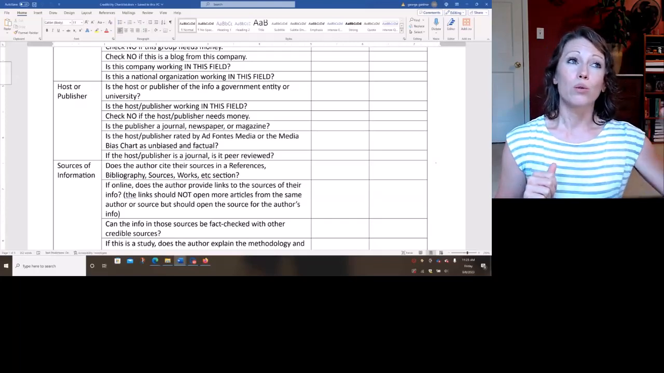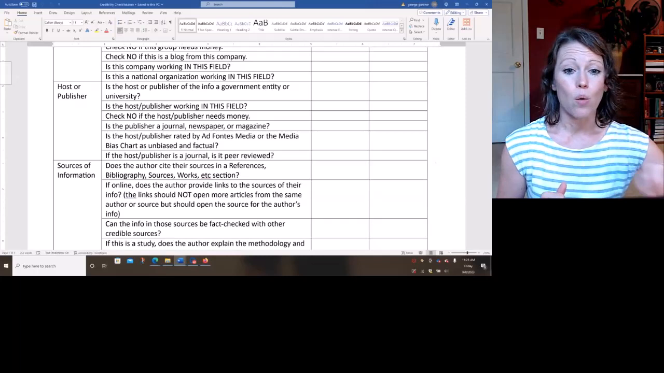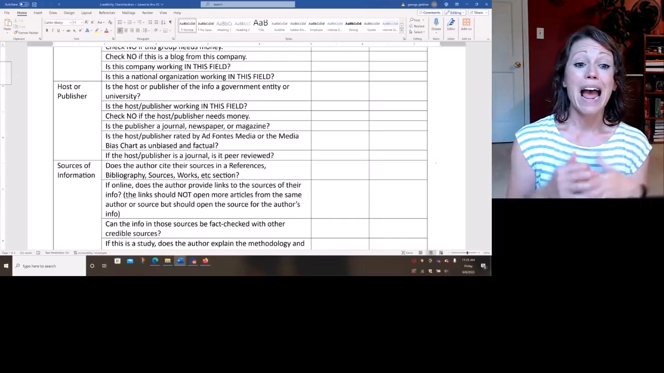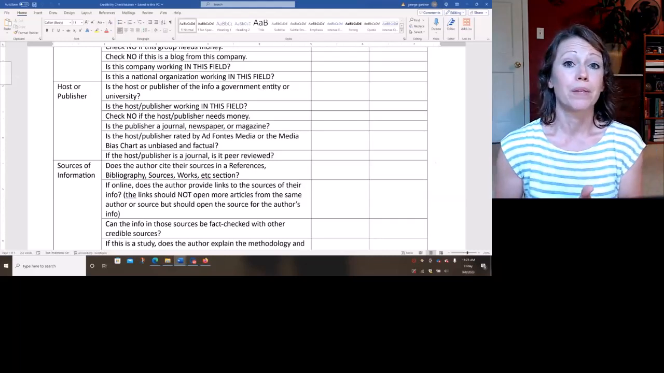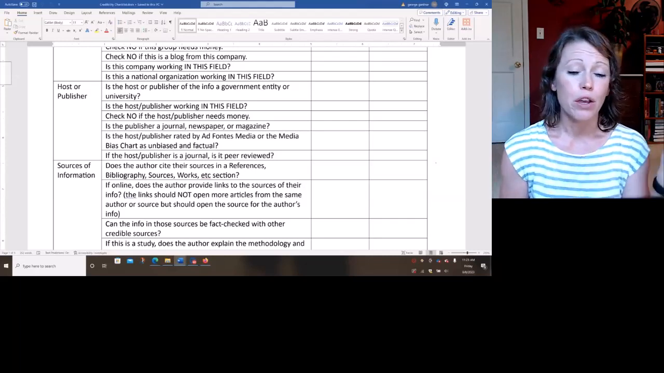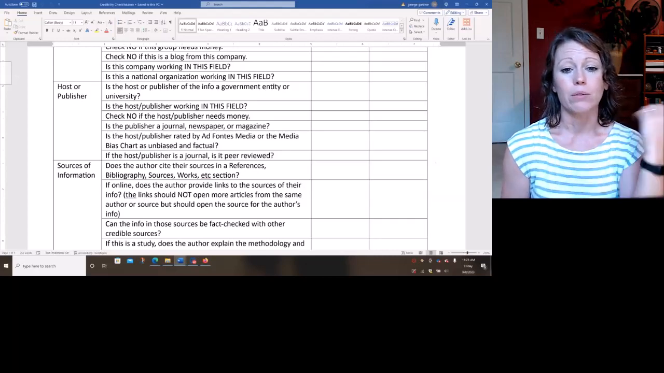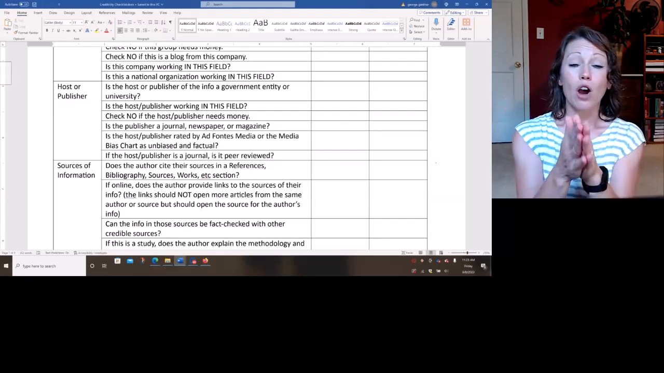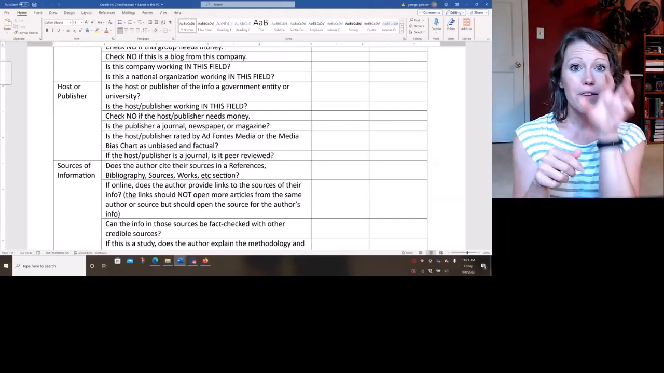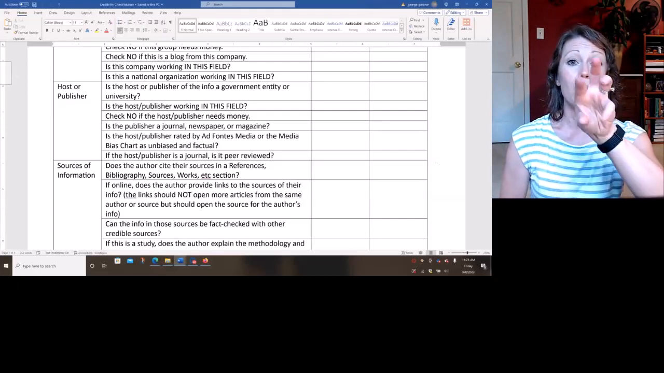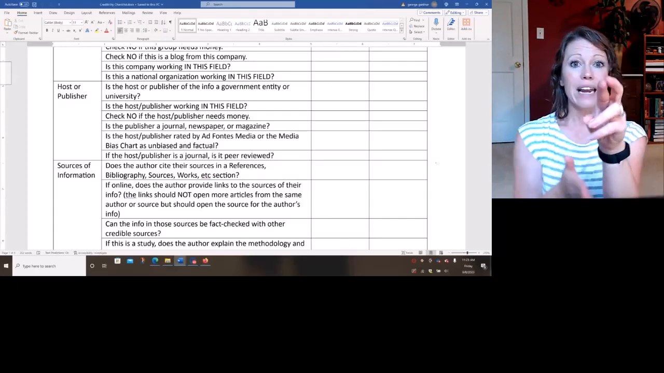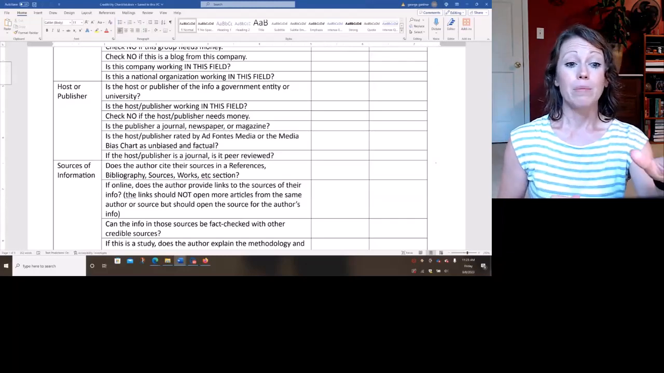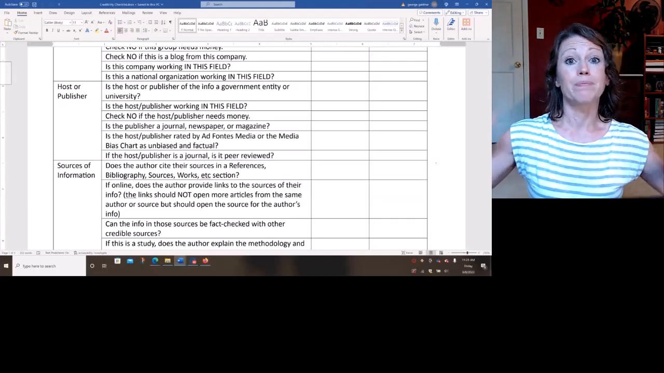When you go to the host or publisher, if you go to Ad Fontes Media or the media bias chart, is this host or publisher rated as unbiased and factual? And if you don't know what those are, you just go to Google and type in Ad Fontes Media or Media Bias Chart and your host or publisher. And if they are in the middle of their chart, you'll see a big chart. If the host or publisher falls right there in the middle under unbiased and factual, then that would be considered a good source and you would hit yes. If they are somewhere left, right, top, bottom, then you would hit no.